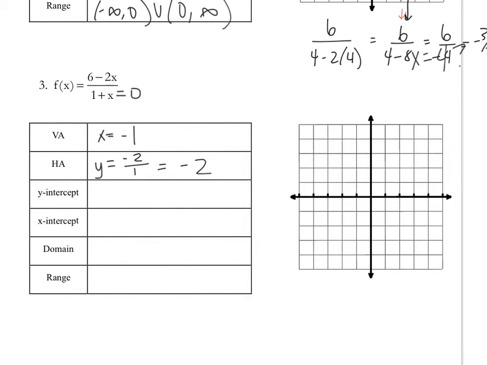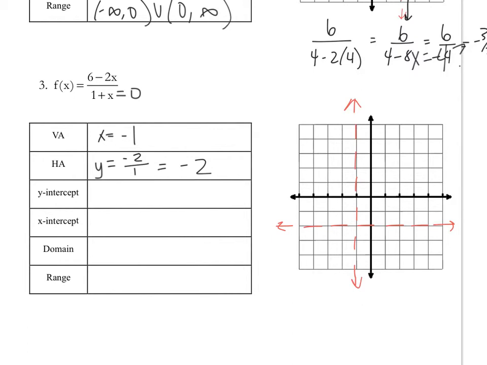So I have two different lines to graph as my asymptotes. The first one, x equals -1, that is an electric fence line that goes right here. And y equals -2 is an electric fence line that goes right here. So I got my asymptotes ready to go.